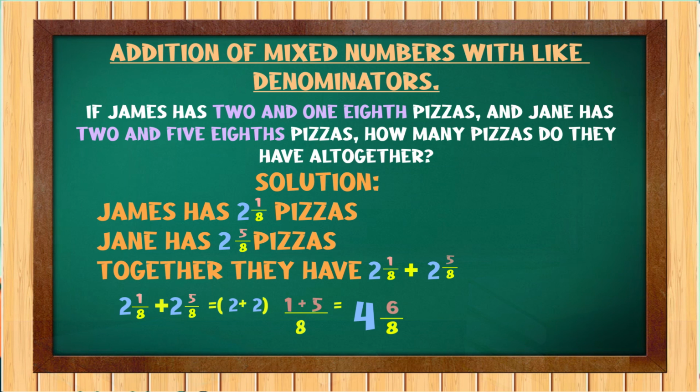Boys and girls, could we write that answer on the answer line? Is it in its simplest terms? No, it's not. The fraction 6/8 can be reduced to lowest terms. What can we reduce that fraction by? What number can be divided by 6 and 8 without leaving a remainder? Yes, 2. 2 into 6, 3. 2 into 8, 4. Our answer is 4 and 3/4. Now we can write that on the answer line.